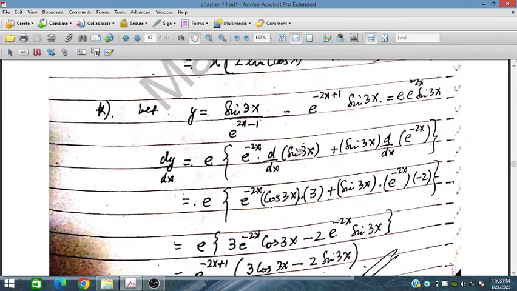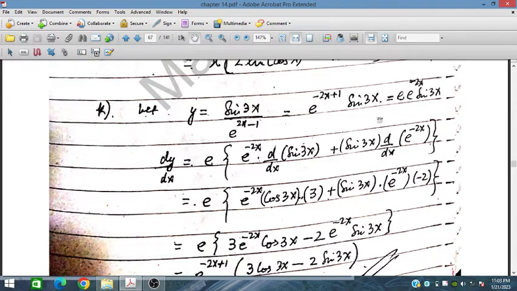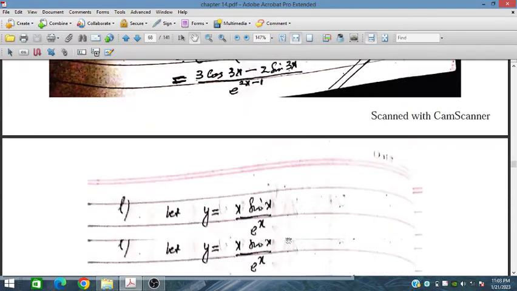Then this e is a constant, and then this is u and this is v, and applying the uv formula we have solved it. So this is first function times derivative of second plus second function times derivative of first, and then this is solved. Finally we got this result.